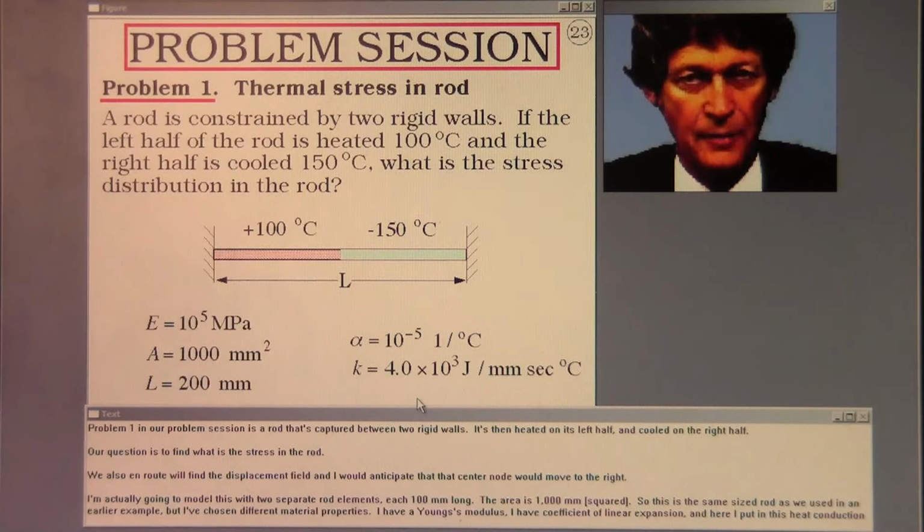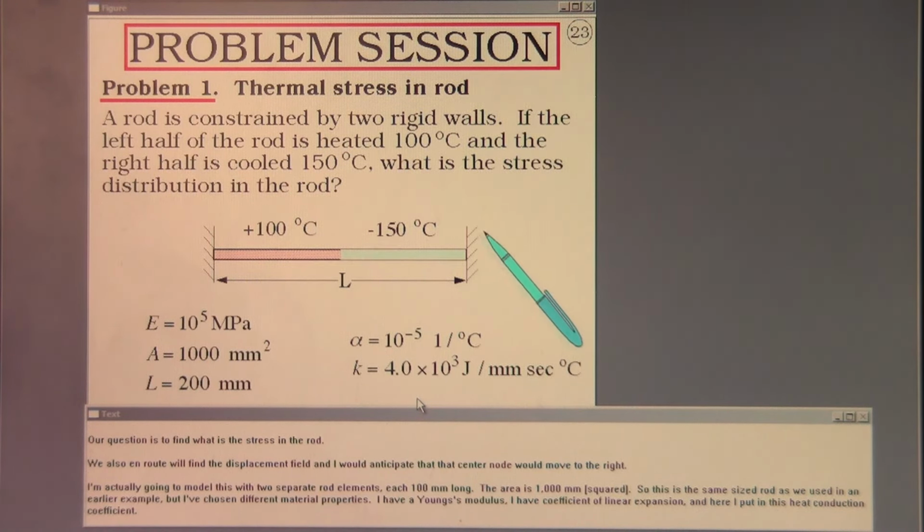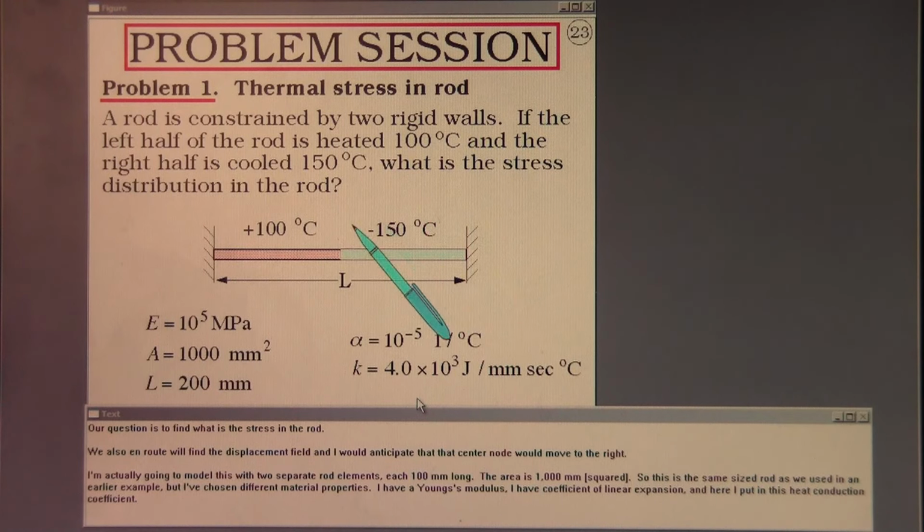This is a rod that's captured between two rigid walls. It's then heated on its left half and cooled on the right half. Our question is to find what is the stress in the rod. We also, en route, will find the displacement field, and I would anticipate that the center node would move to the right.